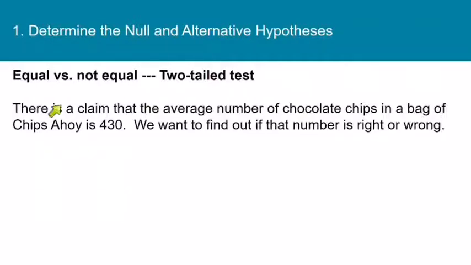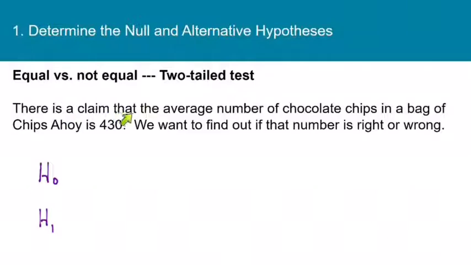So let's look at this situation first. It says there's a claim that the average number of chocolate chips in a bag of Chips Ahoy is 430. We want to find out if that number is right or wrong. So remember, the null hypothesis always contains the statement of equality, and the alternative hypothesis always contains a statement of inequality. So first, let's go ahead and write down two labels. This is H0, the null hypothesis, and this is H1, the alternative hypothesis.